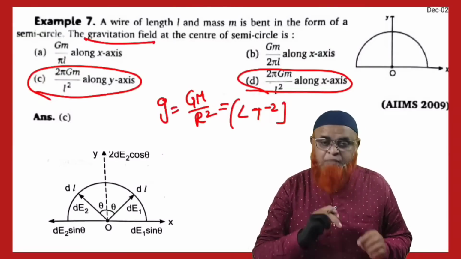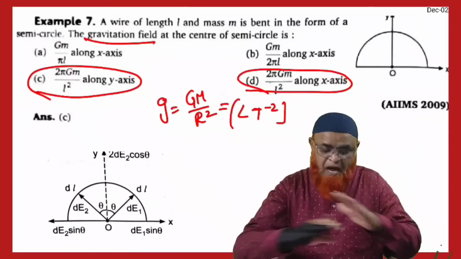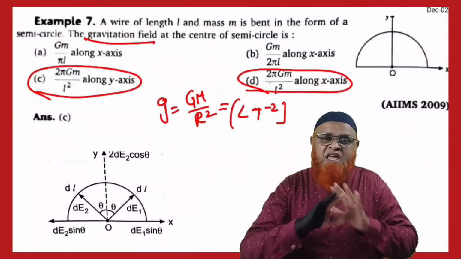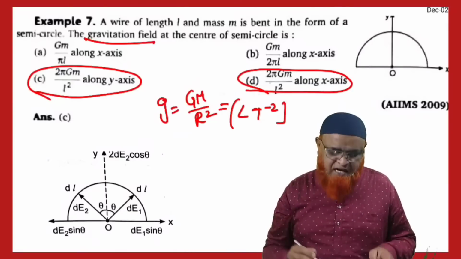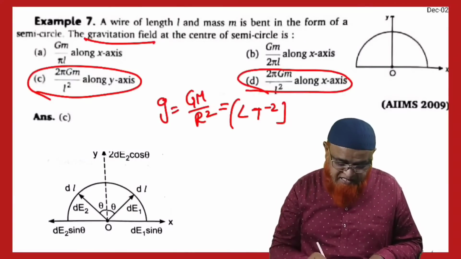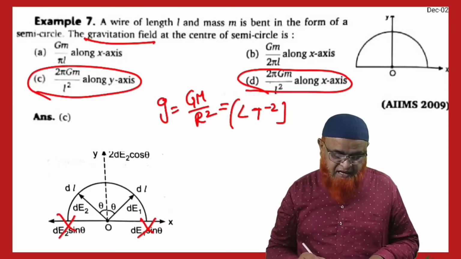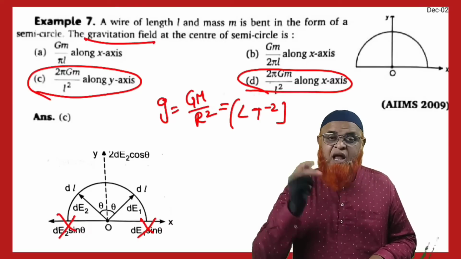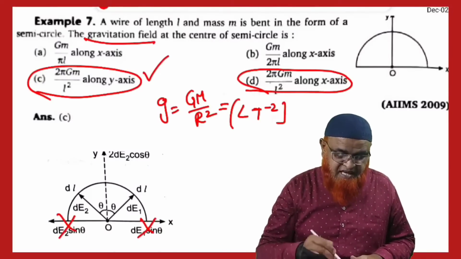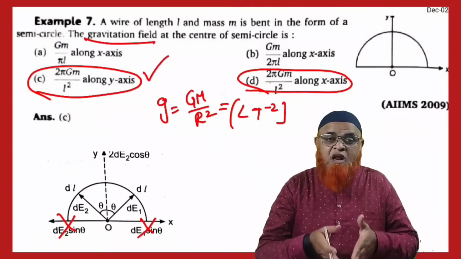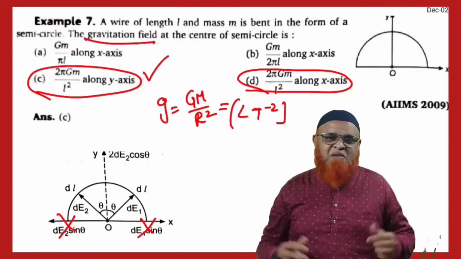So among these two options, you have to select the correct option, because already options A and B have been eliminated. You have to select between C and D. What is the correct option? If you observe here in this diagram, you can see that the sin theta components get cancelled. Only along the y-axis we have to select the correct option. So the correct option is C, because there are components only along the y-axis, x-axis components have been already eliminated. So this is a shortcut method.